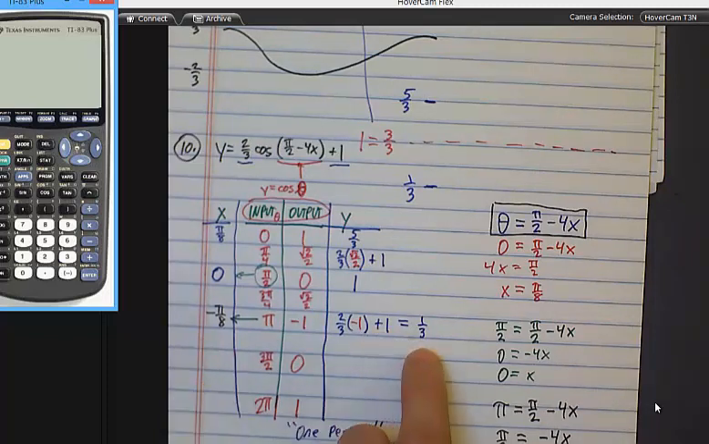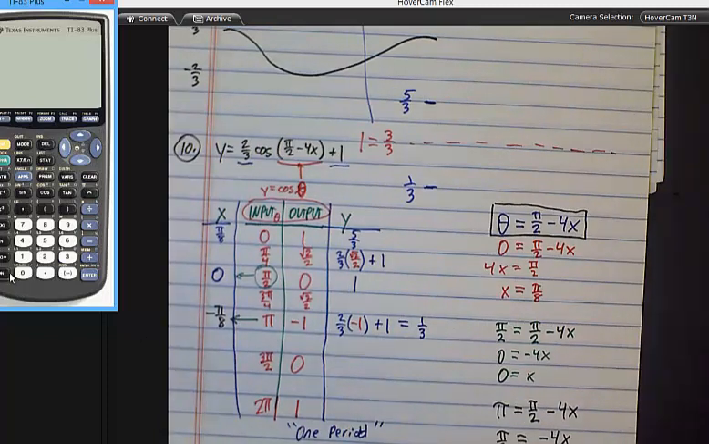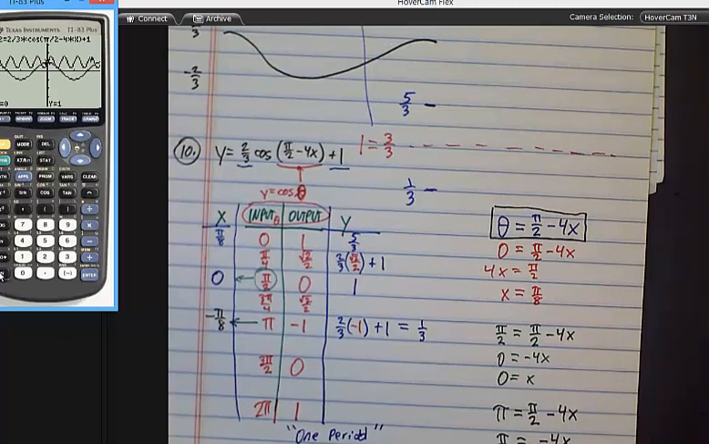Let's see that. Here, let me go to the graphs again. Maybe this is confusing because there's two graphs, right? So let me do this. I'm going to go to the y equals screen, and I'm going to just unhighlight the cosine, so I'm only graphing the new one. So this is the function that I'm trying to graph. You guys with me? Now what I'm going to say is that if the x value is negative pi over 8 from my chart, what do I think the y value is going to be?